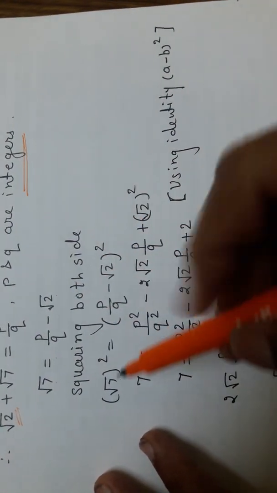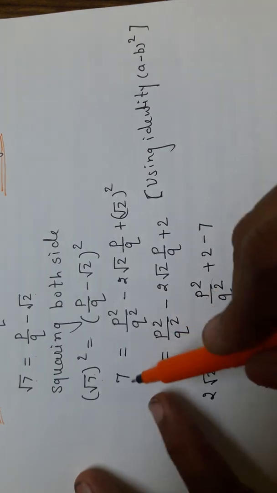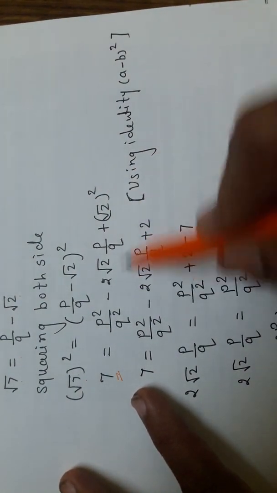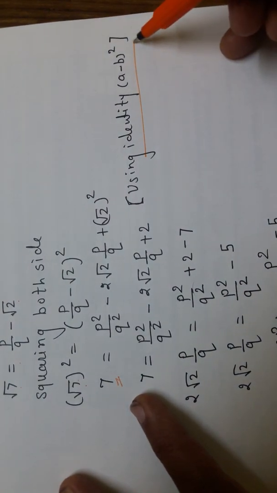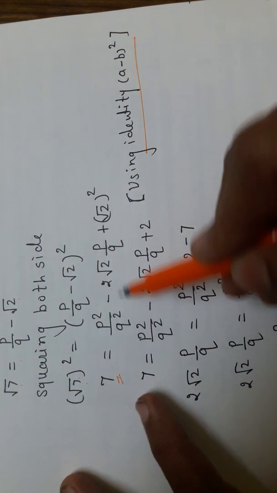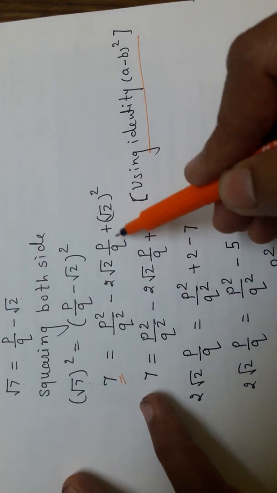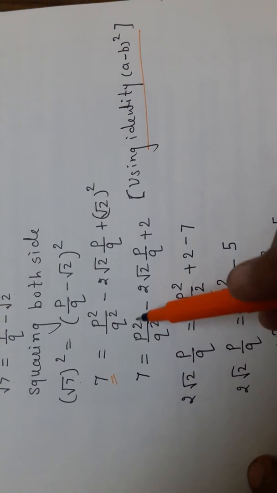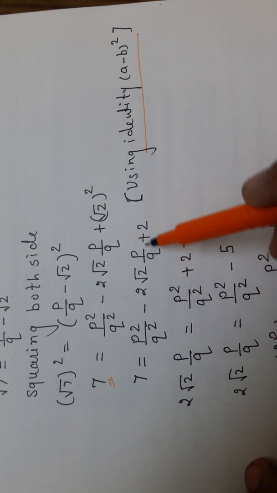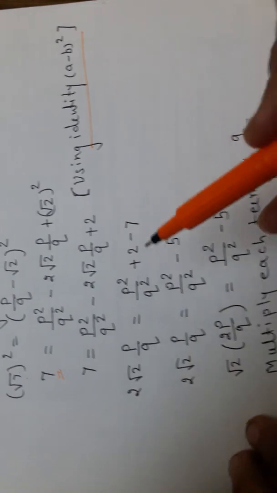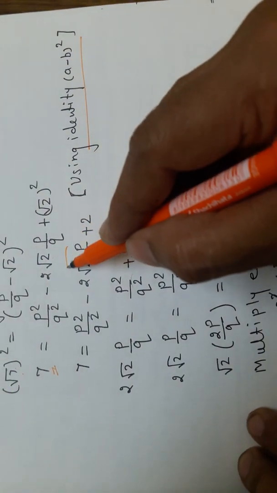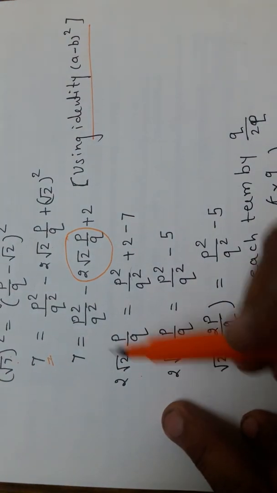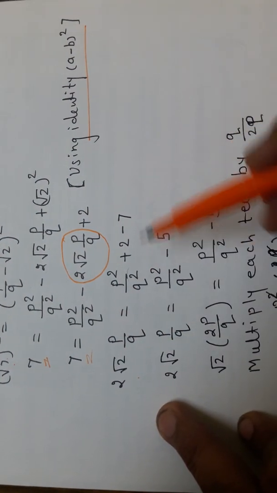Squaring both sides, root 7 square gives 7. For p by q minus root 2 whole square, using the identity a minus b whole square, we get p square by q square minus 2 root 2 p by q plus root 2 square. So we get 7 is equal to p square by q square minus 2 root 2 p by q plus 2. Now what will we do? The root 2 term we shift to the left hand side, and the rest of the terms to the right hand side.